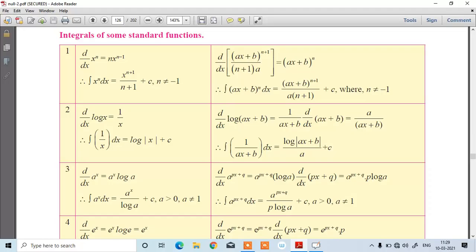Okay, so today what we have studied, see here, this is the chart given in your textbook. Derivative of x raised to n is n into x raised to n minus 1, hence the integration of x raised to n is equal to x raised to n plus 1 upon n plus 1 plus c. And here also it is given that integration of ax plus b raised to n is equal to ax plus b raised to n plus 1 upon a into n plus 1 plus constant, where n is not equal to minus 1. So see this chart.